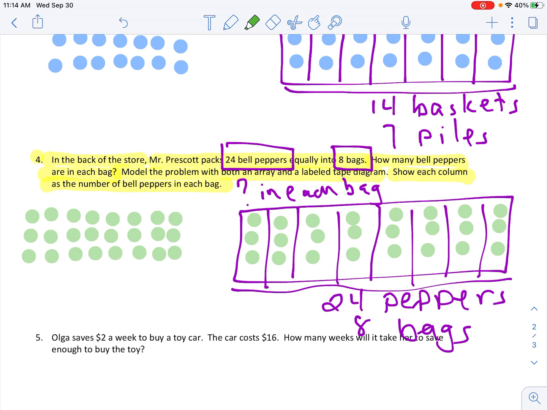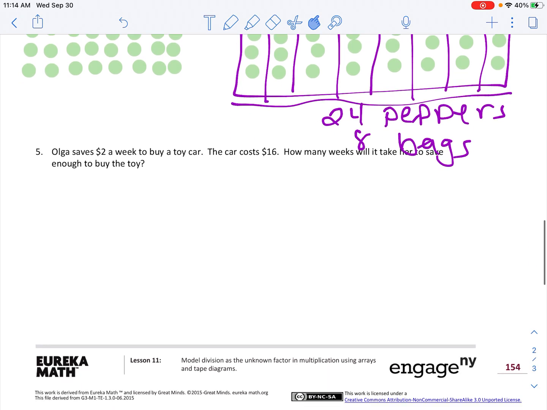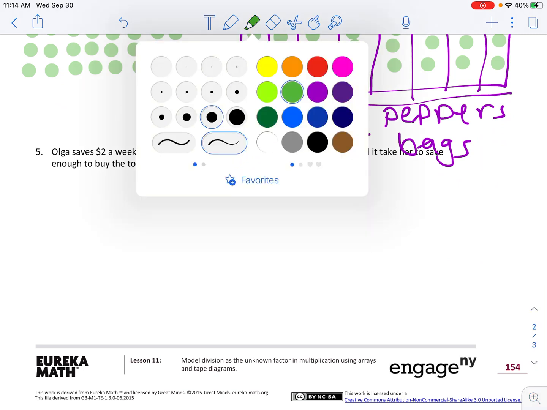In your homework problem, it's not going to ask you about green peppers in Mr. Prescott's back of his store. Yours is going to be about Jasmine and her hats. She has 18 hats and she puts the hats on 3 shelves. So if you're having trouble with what that problem would look like in your homework, come back to this section of the problem set. And let's take a look at our last problem.